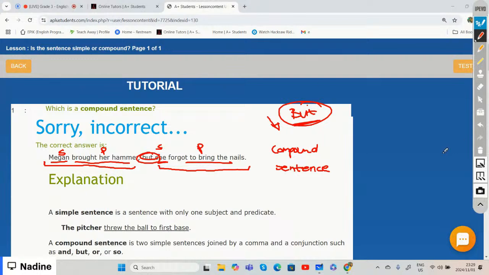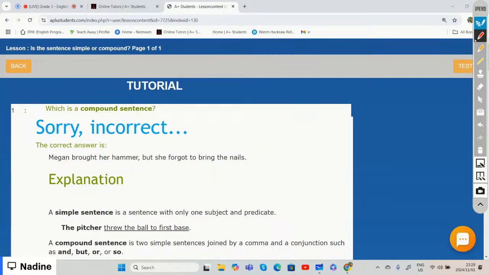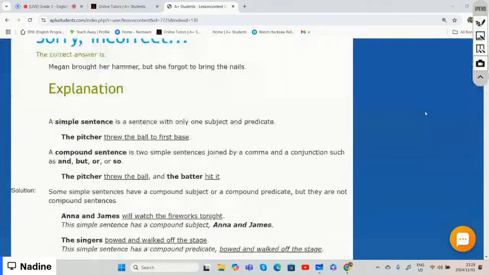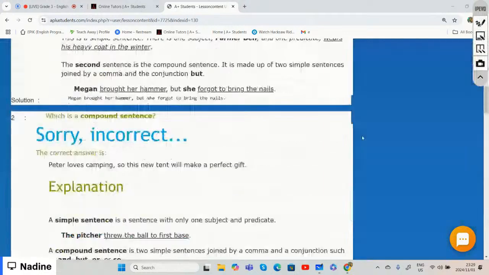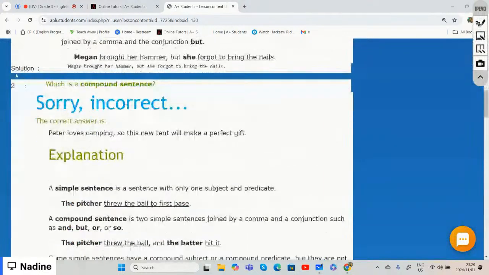All right. If we look at the next one, it says, which is a compound sentence? So we need to say which is a compound sentence. It says, Peter loves camping. So this new tent will make a perfect gift.